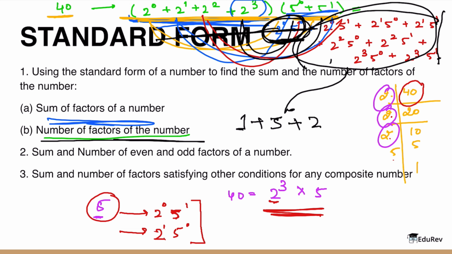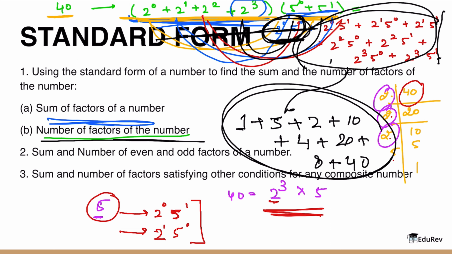Then it's going to be 2, then it's going to be 10, then it's going to be 4, then it's going to be 20, then it's going to be what? 8, and then it's finally going to be 40. And adding all of this is going to give me what? It's going to give me 90.